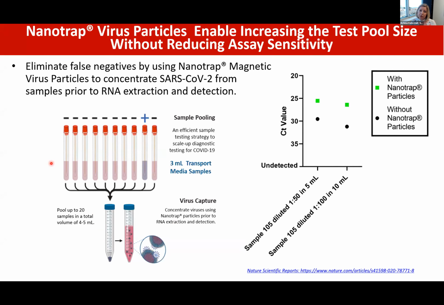The concern here is that if your limit of detection is not low enough, you could miss some positive samples. To address this, at least in a mock scenario, we took a positive diagnostic sample, diluted it 1 to 50 or 1 to 100, and analyzed it with and without nanotrap particles. With the nanotrap particles, we could increase our diagnostic sensitivity. So this really opens up the floor for us to use this method for pooled testing in multiple different diagnostic avenues.